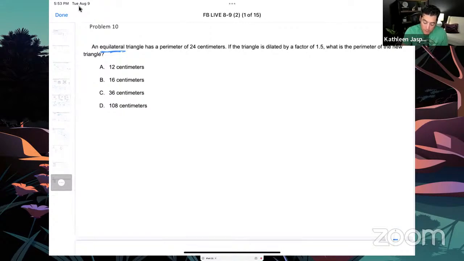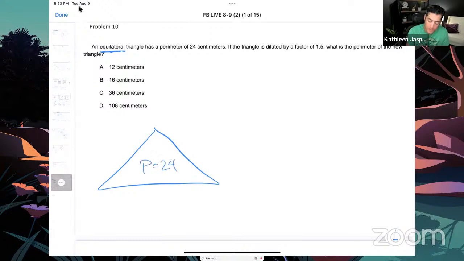An equilateral triangle, by definition, has all sides the same. So if I make a triangle with all sides the same, and my perimeter is equal to 24, we need to understand what perimeter is. Perimeter means add all sides. Well, all of these sides are exactly the same. So technically, x plus x plus x is equal to 24, I have 3x is equal to 24.